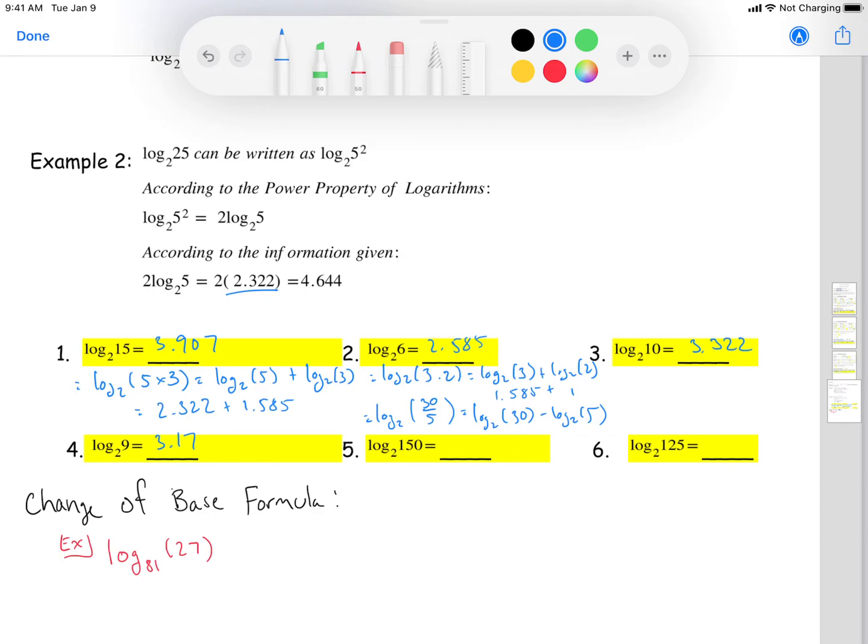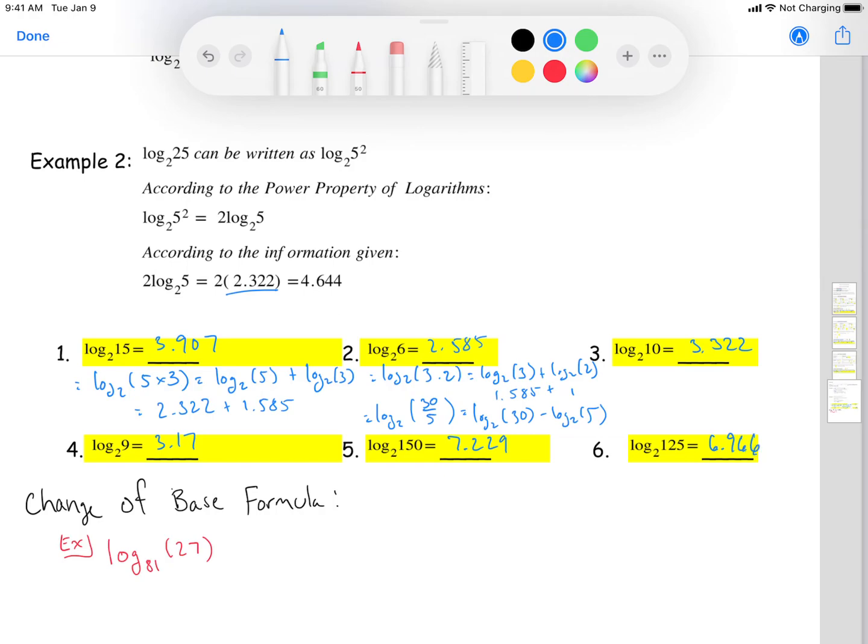What about number 5, log base 2 of 150? 7.229. Perfect. And then lastly, log base 2 of 125, question number 6. 6.966. Okay.